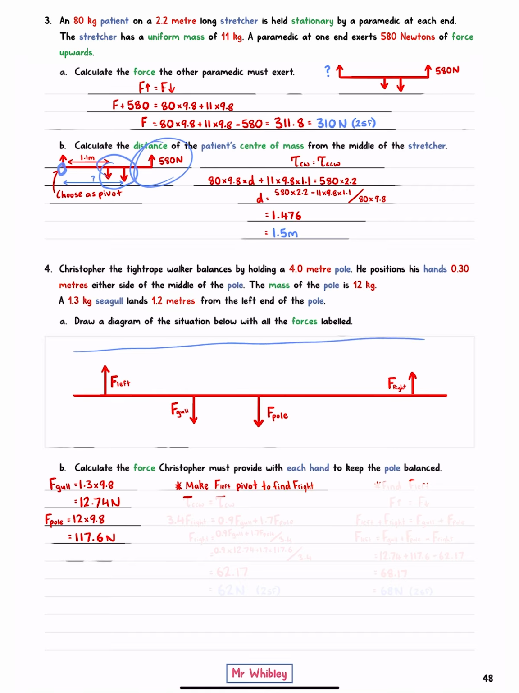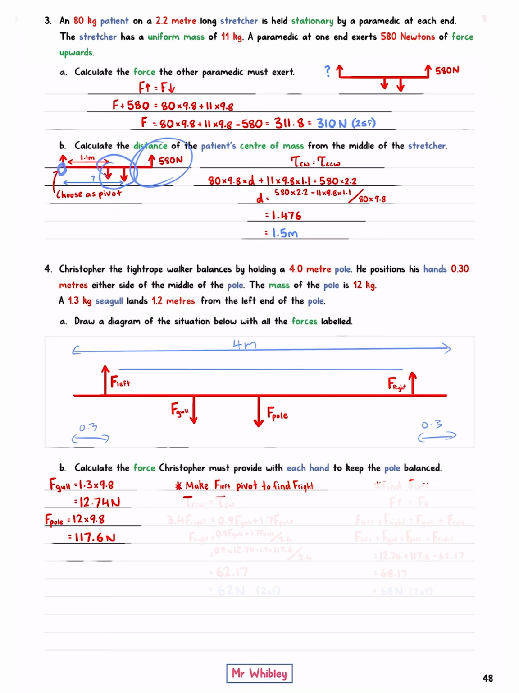So we know that the length of this pole is 4 meters, and we know that each hand is 0.3 from the end. 0.3 plus 0.3 is 0.6. Subtracting that off our 4 meters gives us a separation between our hands of 3.4. And now we're making our F left our pivot.